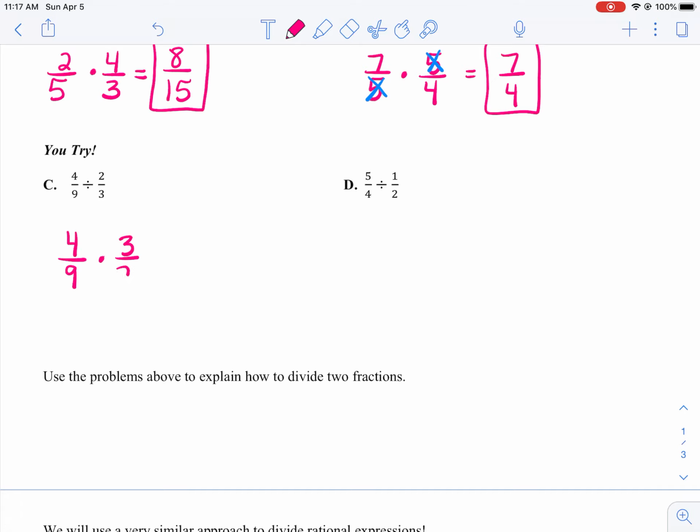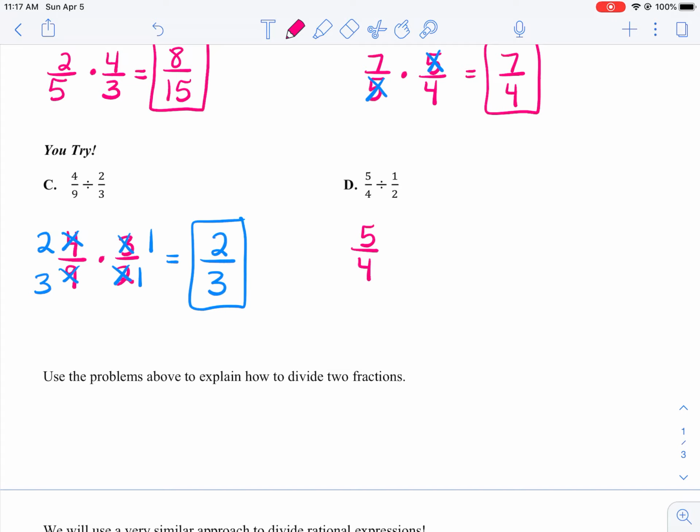So 4 ninths times 3 halves. Okay, in this one, we can reduce. 4 divided by 2 is just 2 over 1. 3 ninths is the same as 1/3. Now we multiply what's left. 2 times 1 is 2. 3 times 1 is 3. And so the answer is 2/3.